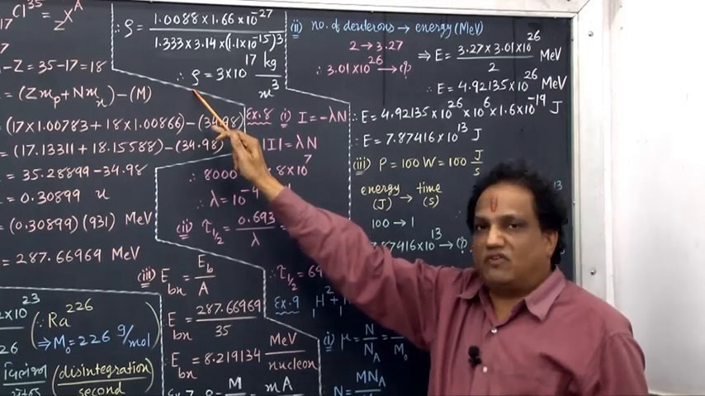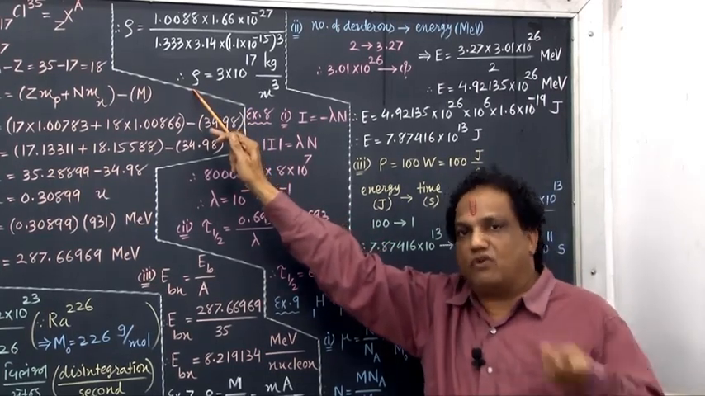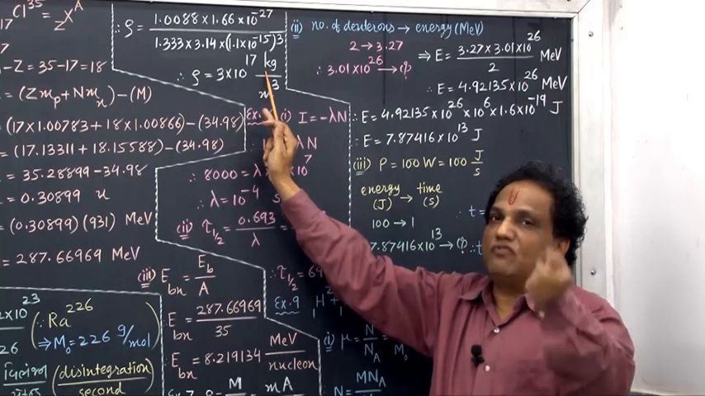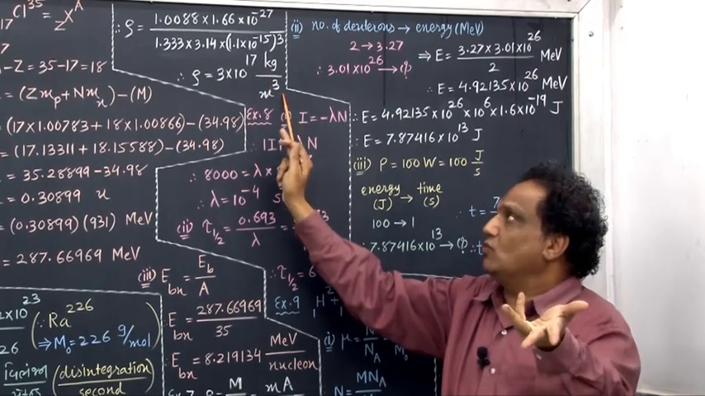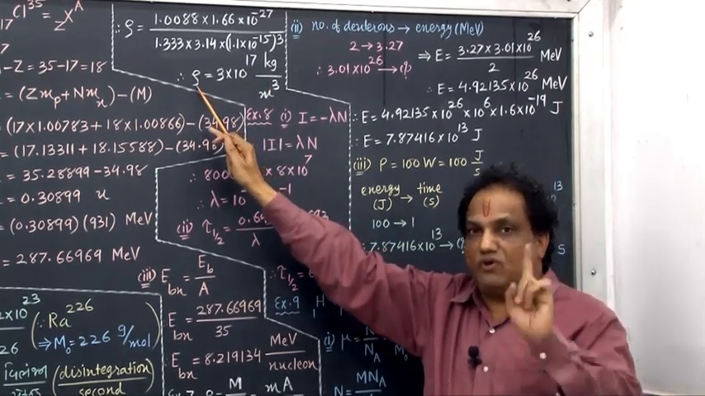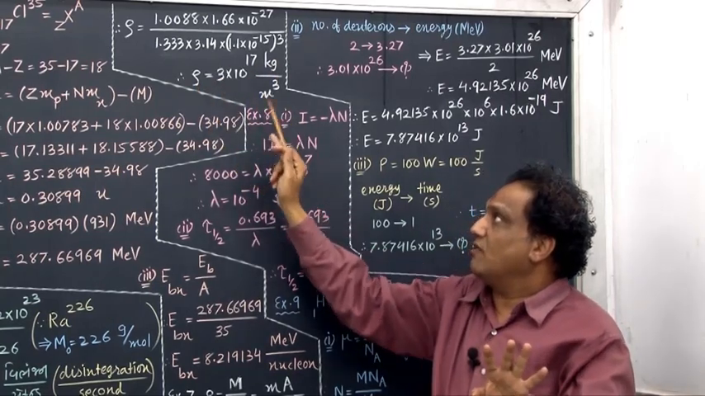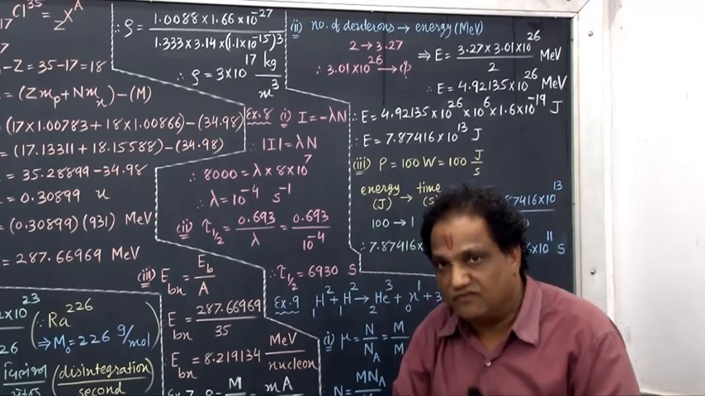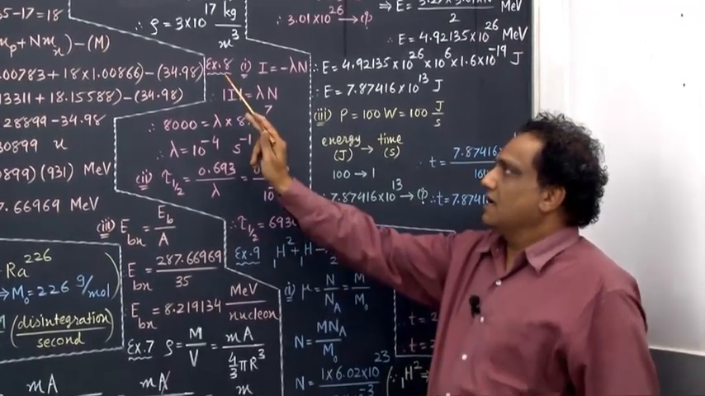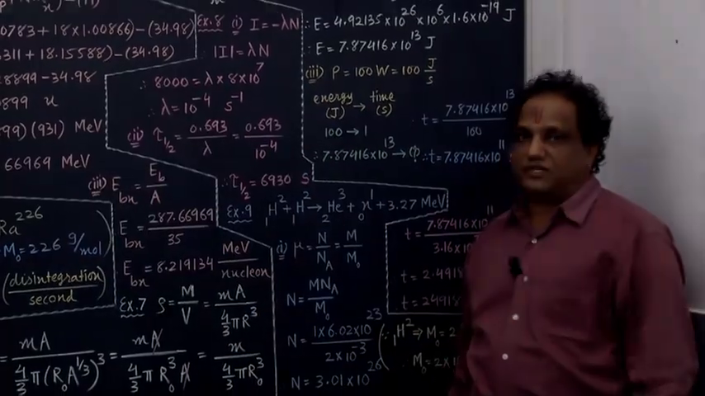You know the SI unit of density, which is mass upon volume. For mass, what is the SI unit? Kilogram. For volume, what is the SI unit? Meter cube. The density of the material of the nucleus comes out to be nearly 3 into 10 raised to 17 kilogram upon meter cube. Correct? Fine. Kindly read the statement of number 8.